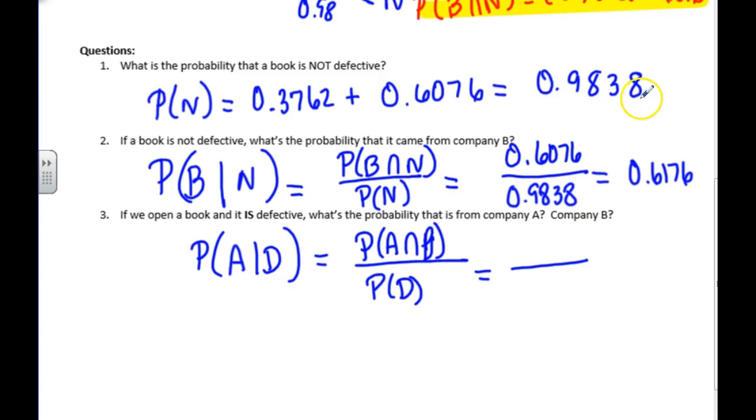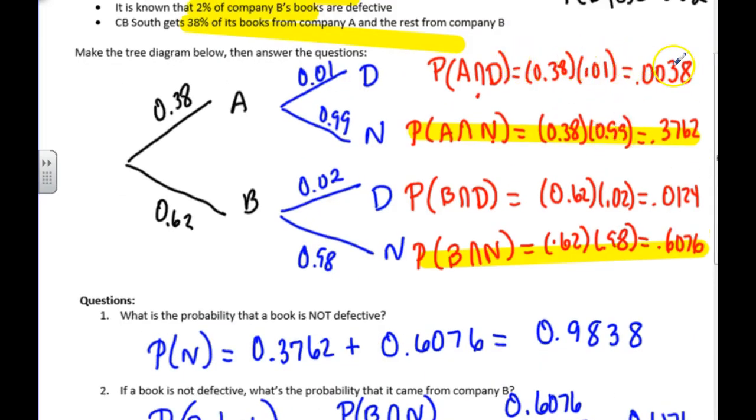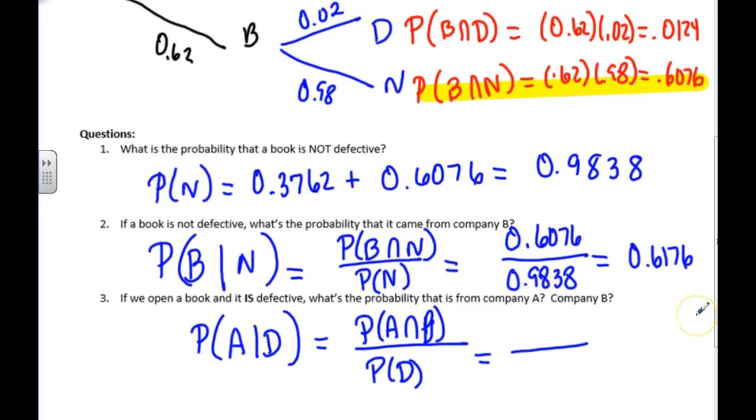Now, let's look at this one right here. The probability of A and D, if we were to scroll back up here, we see that that will be 0.0038.